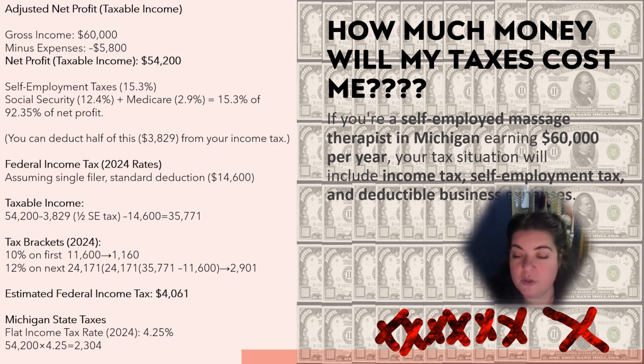All right, and now we're going to cross off some of these. We're going to start ticking them down. We have self-employment taxes, 15.3%. Social Security is 12.4% of that, and Medicare is 2.9%. So that is the 15.3% that we were talking about earlier on, all right? This is taxed on 92.35% of your net profit. All right, you can deduct half of this, which would be $3,829 from your income tax.